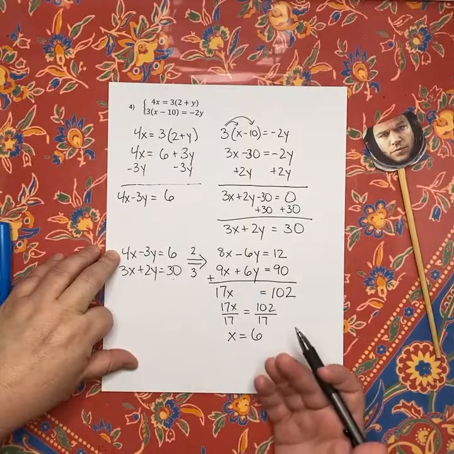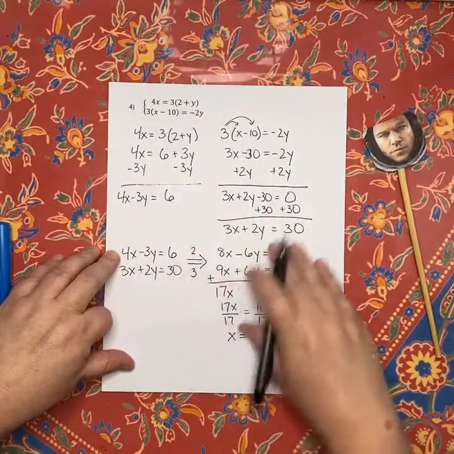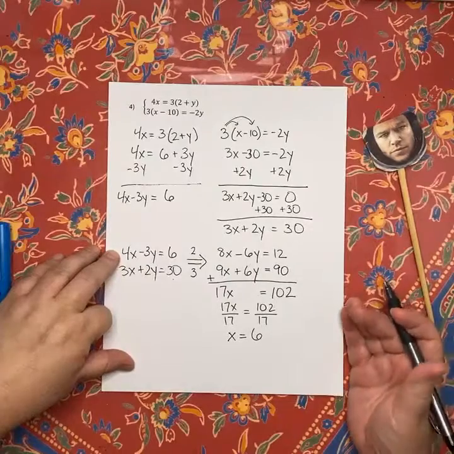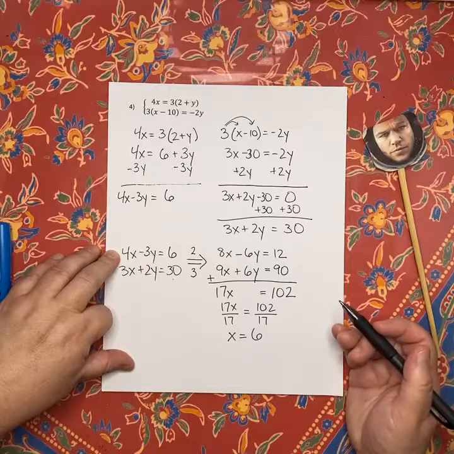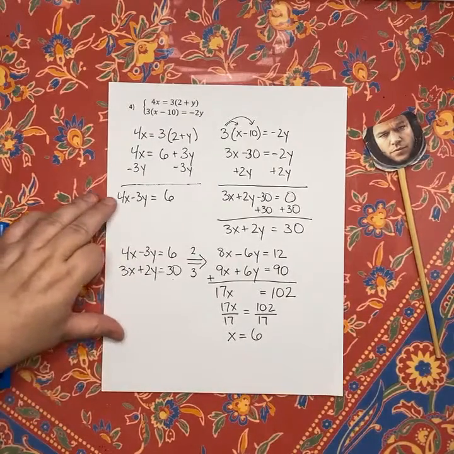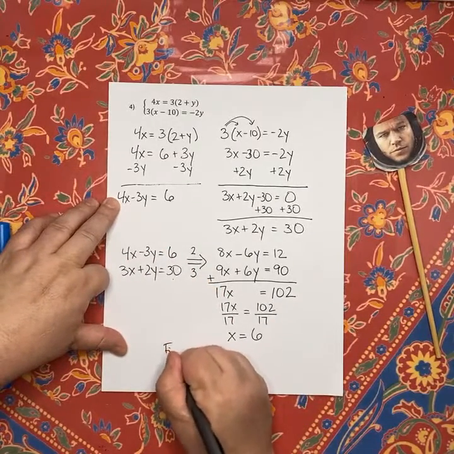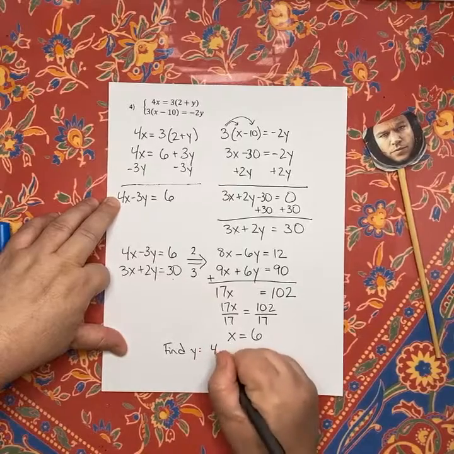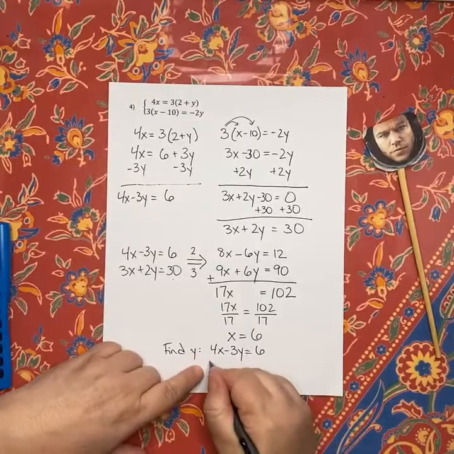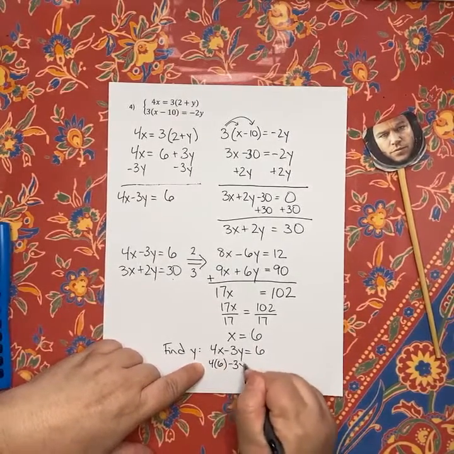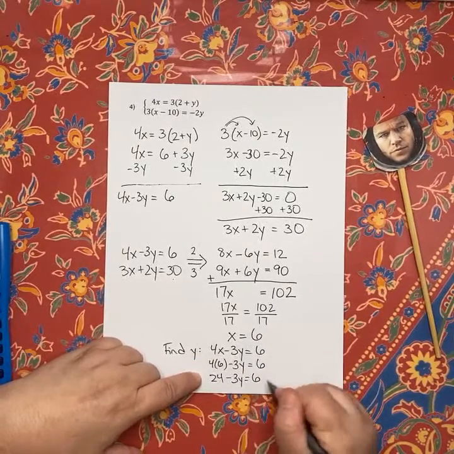I need to find y. Now it's up to you which of the equations you use, because you've got a whole bunch of stuff and you could plug it in pretty much anywhere to find y. There's a lot of equations running around. I think I'm going to go ahead and use this one. So we need to find y. Take the 4x minus 3y equals 6. Plug in x equals 6. So 4 times 6 minus 3y equals 6. So 24 minus 3y equals 6.